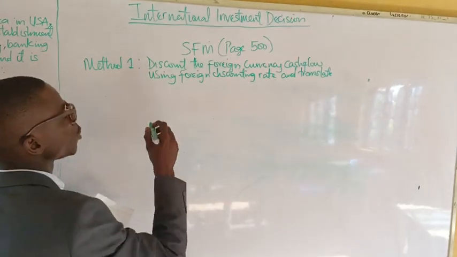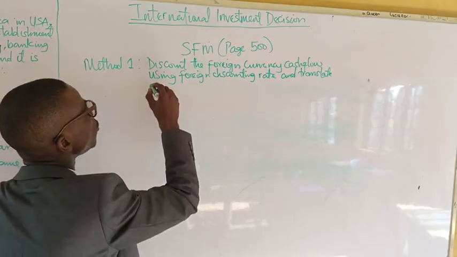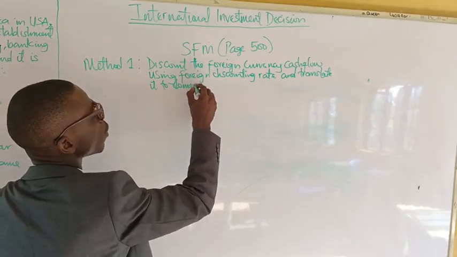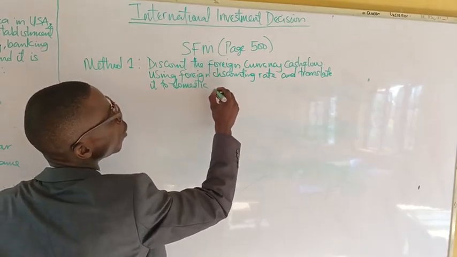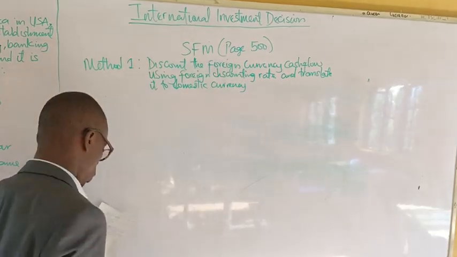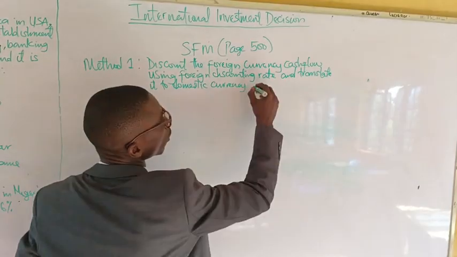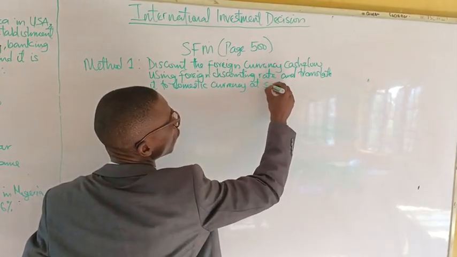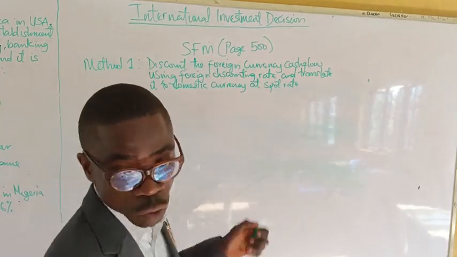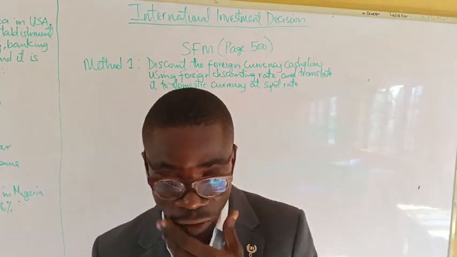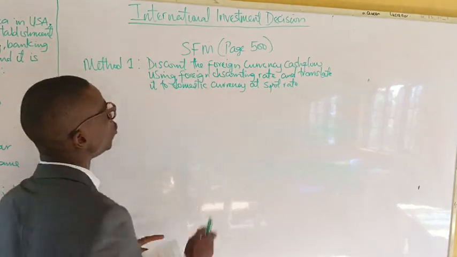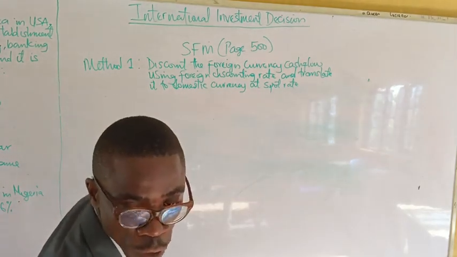And after you have done that, translate it to domestic currency at spot rates. I didn't put that in the first one I wrote. So they have given us the spot rates in this question. So let's see how it goes. This is how to do it now. So let's solve for it.